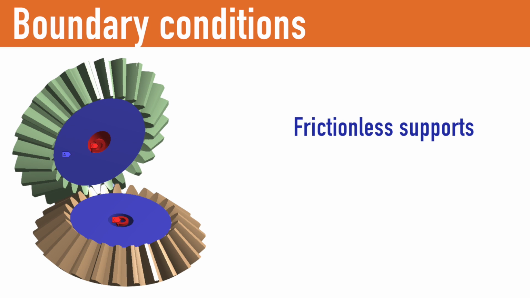Frictionless supports were added to the front and back faces of both gears, as well as to the center shafts. Additionally, unit moment loads were applied to the center axes of both gears. Equivalent stress was then solved for this system.